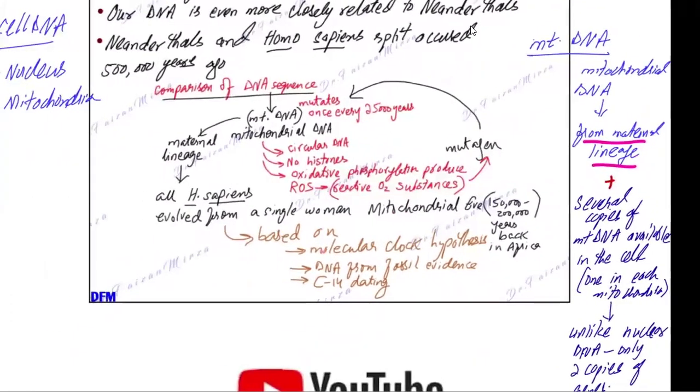There is no recombination occurring. It's coming from the maternal lineage. There are many copies of the DNA available in the mitochondria. It mutates at a very regular rate, and it is circular DNA. There are no histones present there.